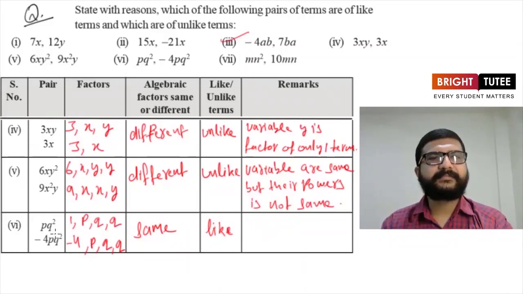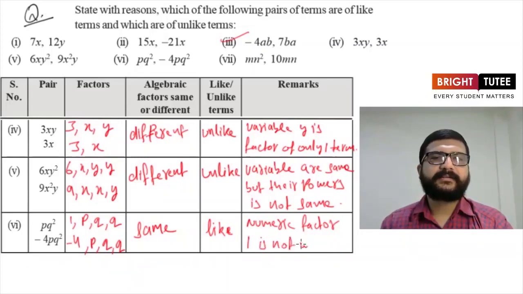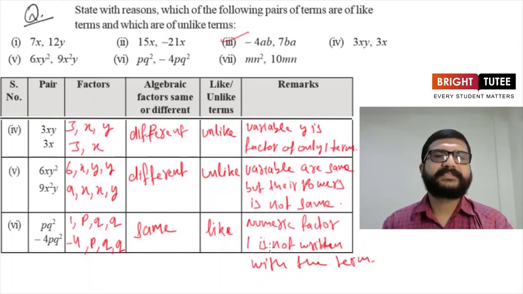So here what we have seen, the numerical factor of the first term was 1, which was not written here. So here we can say numeric factor 1 is not written with the term. This is what we have observed here. So this pair is of like terms.